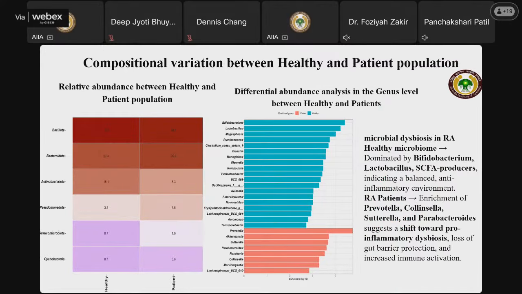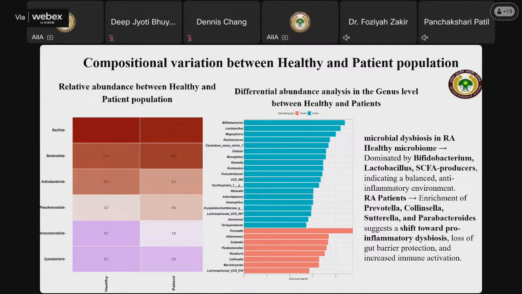So now when we try to check the compositional variation between the healthy and patient population, we could find a relative abundance difference between healthy and the RA patients, especially in specific dominated bacteria. In healthy, we could find that it was dominated by Bifidobacterium, Lactobacillus, and short-chain fatty acid producing bacteria, which were indicating a balanced anti-inflammatory environment.